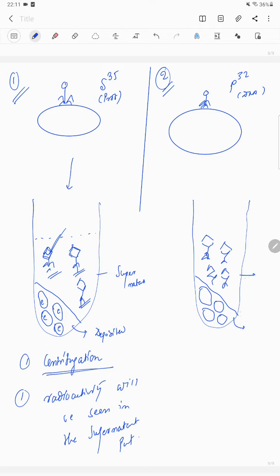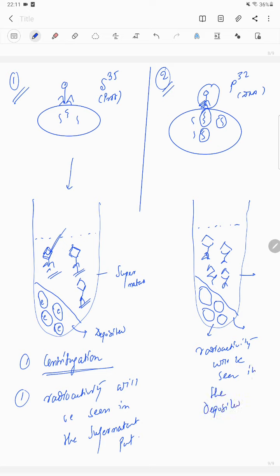Now what we know is that this bacteriophage has already injected its DNA into the body of the bacteria. Now tell me, where will the radioactivity be seen? As we know that this bacteriophage has already donated its DNA into the body of the bacteria, and the bacteria are present in the deposited part, where is radioactivity going to be present? So write it down: radioactivity will be seen in the deposited part.